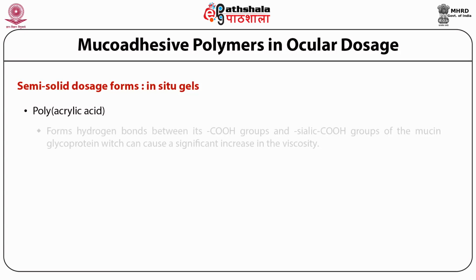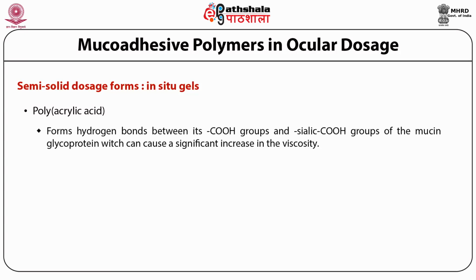Polyacrylic acid forms hydrogen bonds between its COOH groups and the sialic acid COOH groups of the mucin glycoprotein, which can cause a significant increase in the viscosity. These are primarily employed for manufacturing hydrogels to treat ocular irritation.